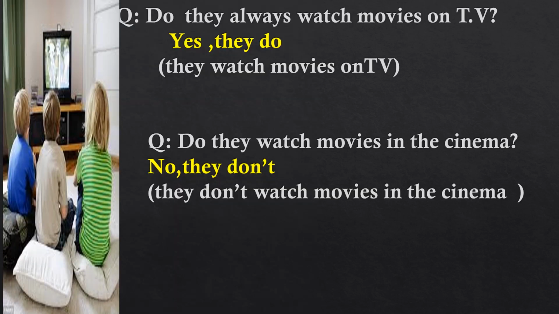Example. Do they watch movies on TV? Yes, they do. Short answer. We don't say yes, they watch movies on TV. It's correct, but it's better to use just the short form. Do they always watch movies on TV? Yes, they do. Do they watch movies in the cinema? No, they don't. No, they don't is better than no, they don't watch movies in the cinema, which is too long. So we say no, they don't.